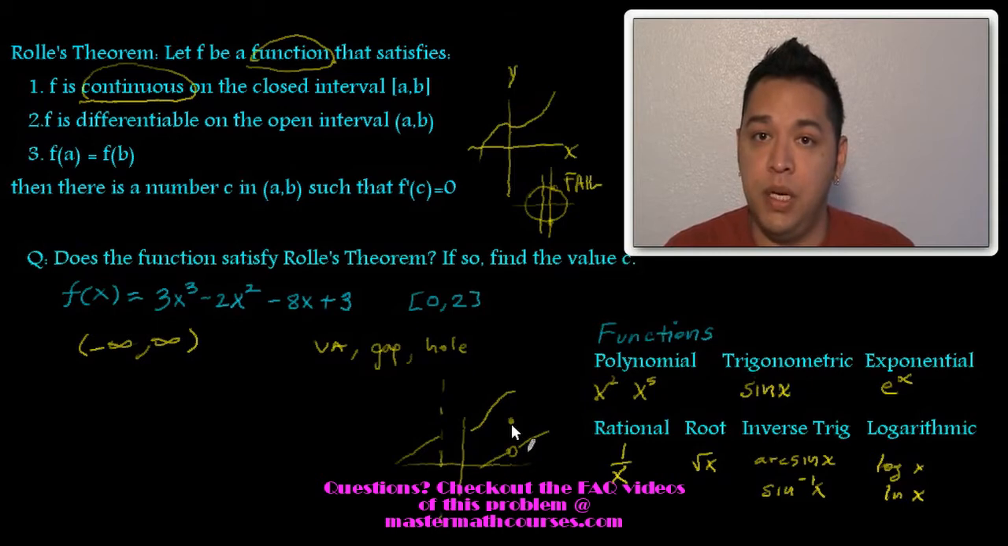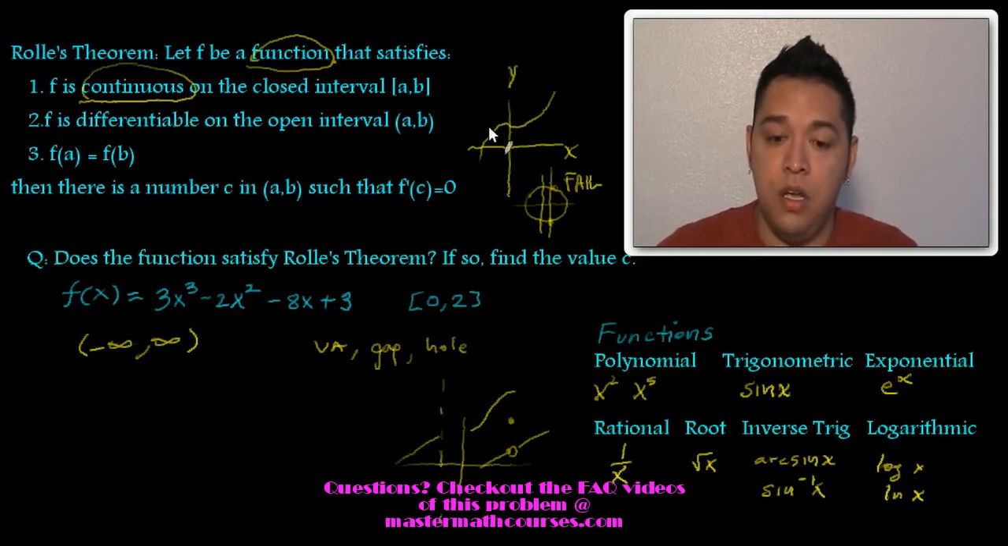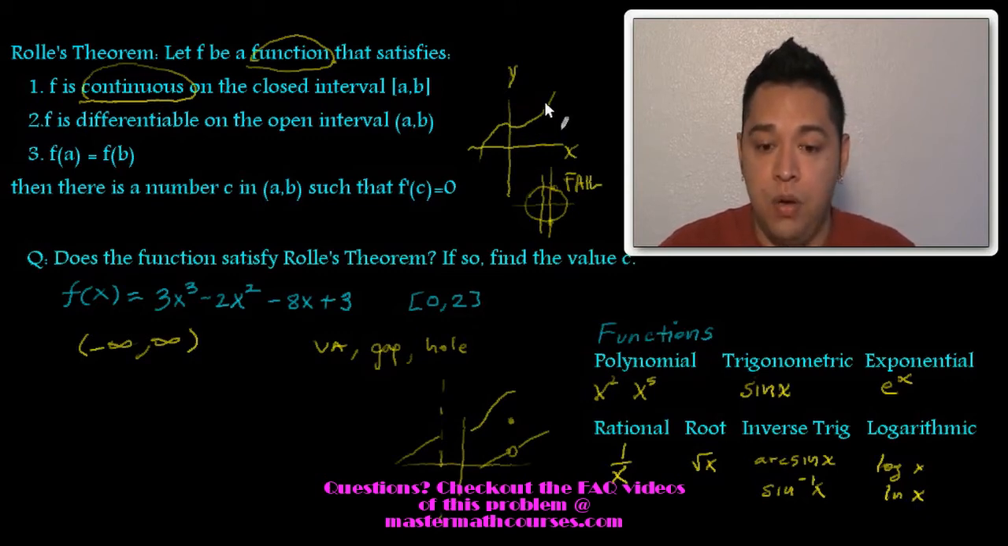But for this particular problem, it's going to be all real numbers because, if you could imagine the graph, there's never a hole, a gap, or a vertical asymptote in this case. So we know that it passes property 1.